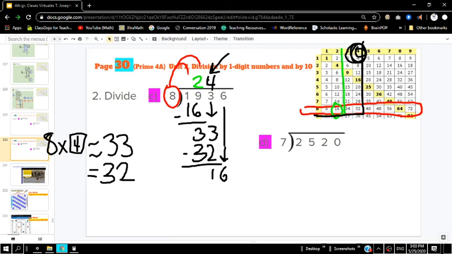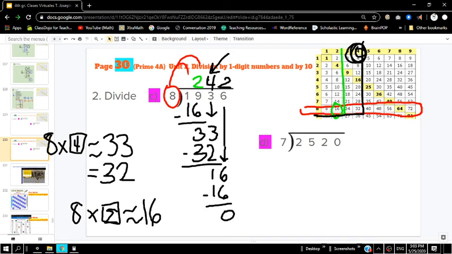Bring down my 6. All right, 8 times what number is approximately 16? Well, we don't even need an approximate this time because it's exactly 2. 2 times 8 equals 16. We subtract just like normal and we get 0. So our final answer is 242. If you wanted to check that on the calculator, you could, but it doesn't really matter.